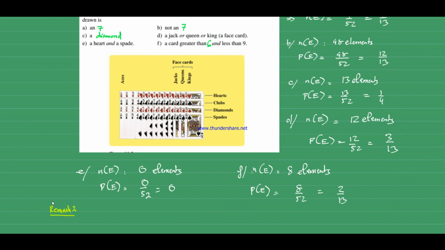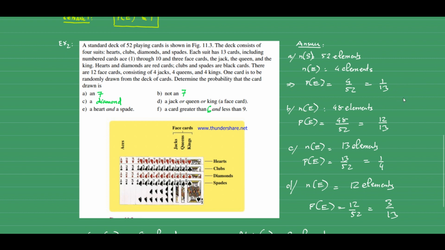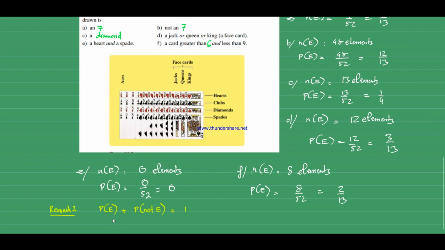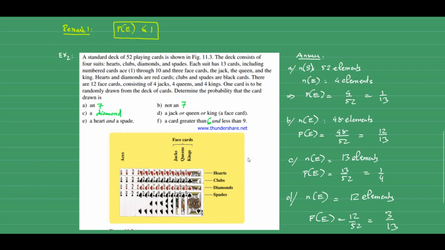Okay, the secondary model is the probability of the event plus the probability of not that event. Then this one turns out to be 1 all the time. Look at this. See that? 1 over 13 plus 12 over 13 gives you 13 over 13, which is 1. This is a very important remark. A probability of getting an event plus a probability of not getting that event is equal to 1.